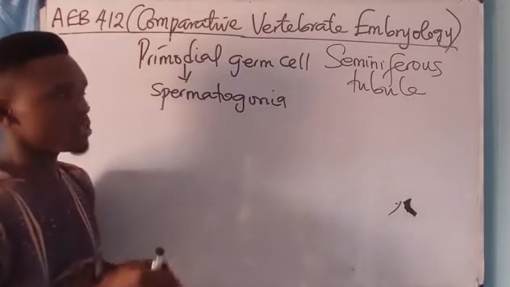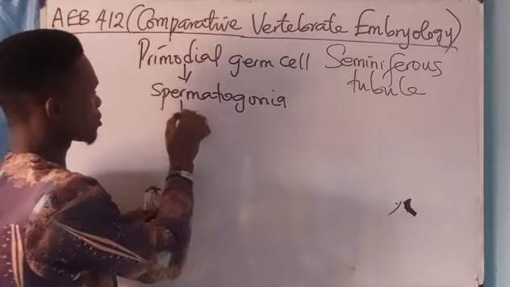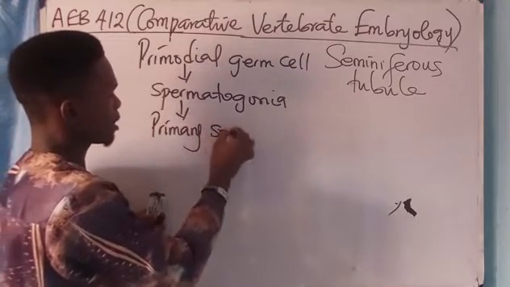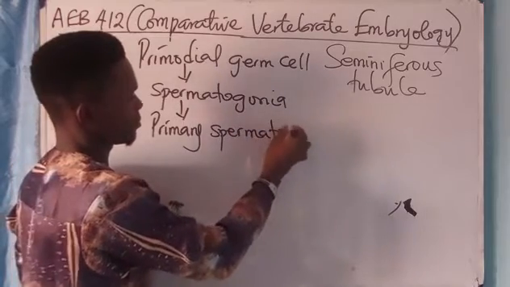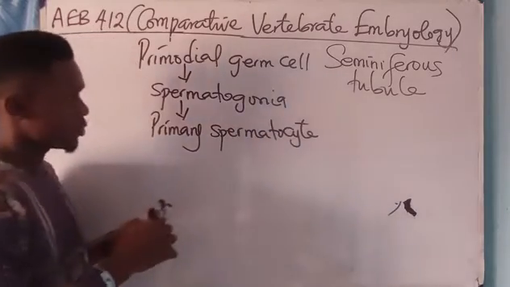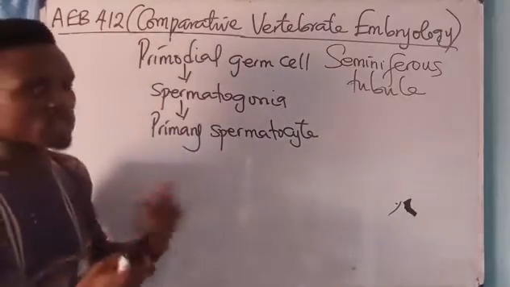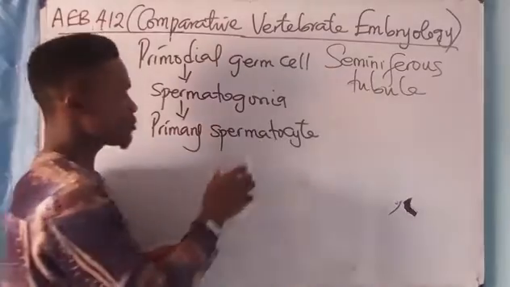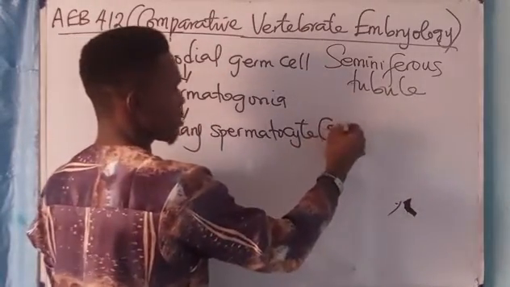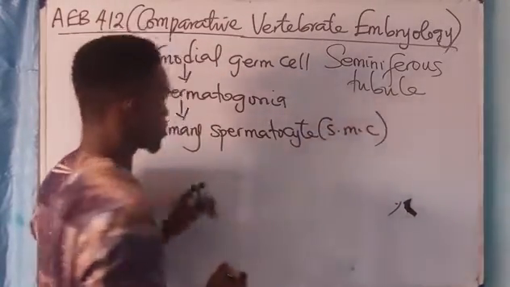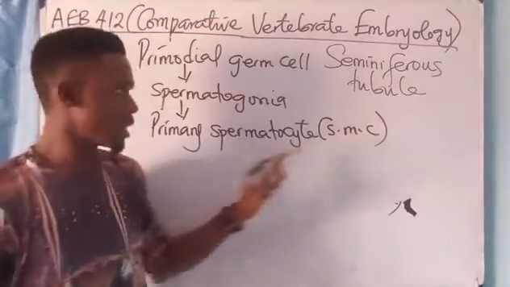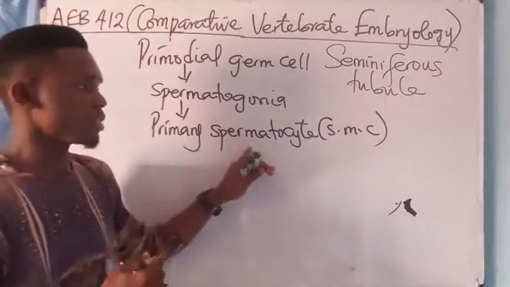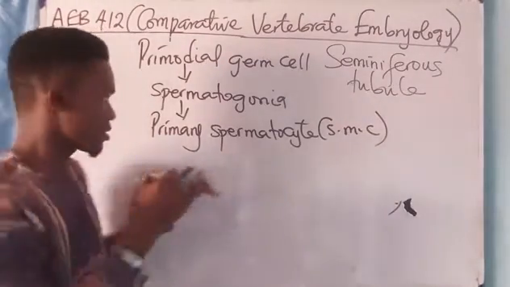Now, as soon as the spermatogonia are formed, what happens? It will increase in size to produce the primary spermatocyte. And it is this primary spermatocyte that is called the sperm mother cell. Now this primary spermatocyte would undergo meiosis.